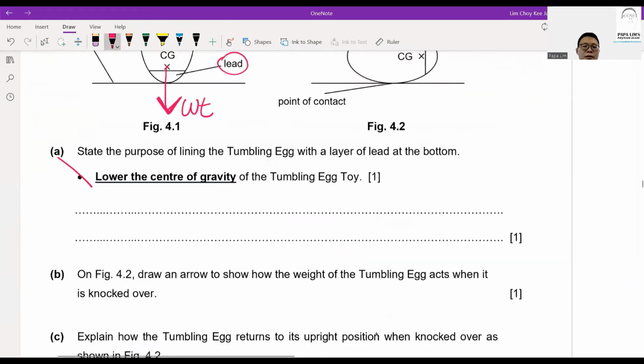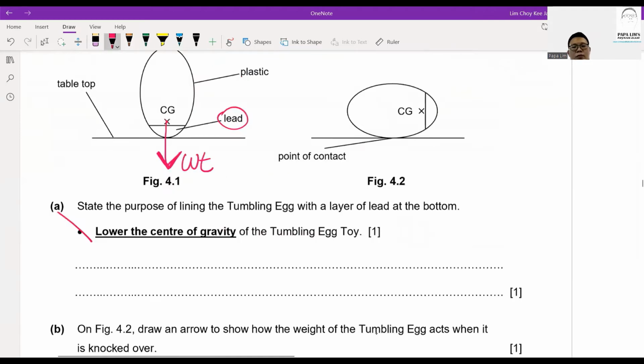Now, the problem is in the second question, part 2. If I knock over the tumbling 8 at figure 4.2, I knock it over already.